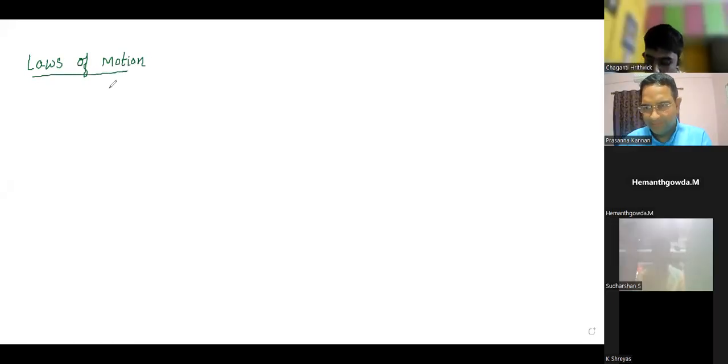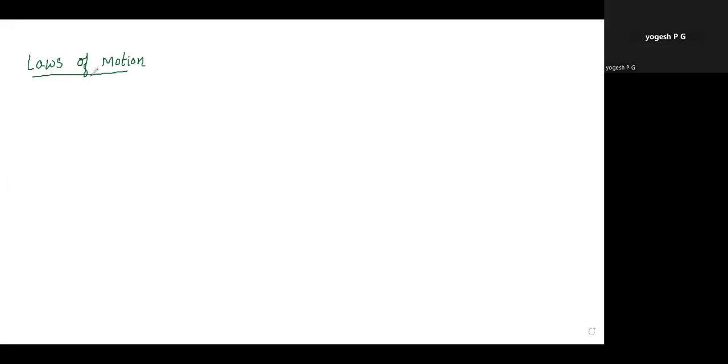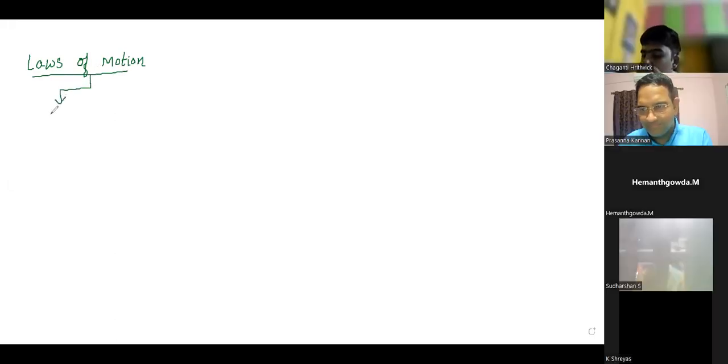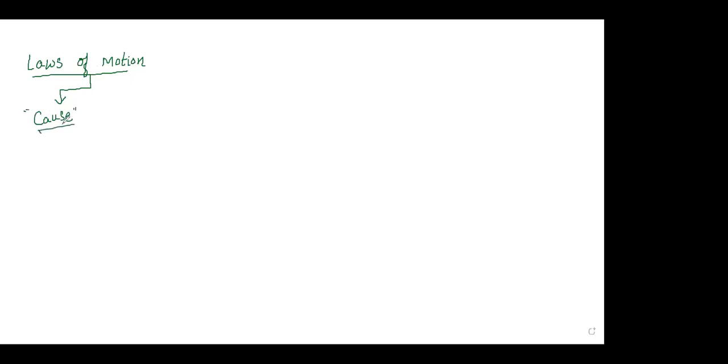In this chapter, we are going to deal with two concepts. One is the cause for the motion. In the previous chapters, we studied only displacement, velocity, acceleration, and all those things. Now, in this chapter, we are going to deal with the cause for the motion, and we are also going to talk about the opposing force, that is the frictional force. So these are the two very important concepts from the laws of motion.